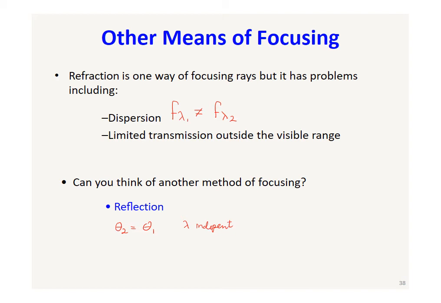Refraction also has a problem because it relies on transmission. And transmission outside the visible range is actually rather difficult. For example, in the infrared, a lot of things are opaque. Not only that, but in things like the X-ray region, most things have a refractive index of about 1. So making a refractive lens is rather tricky. That's why reflection is very important, particularly in the X-ray, ultraviolet, and infrared regions.